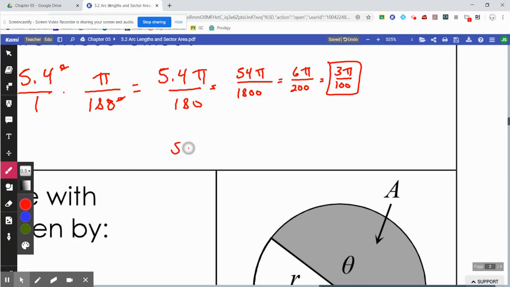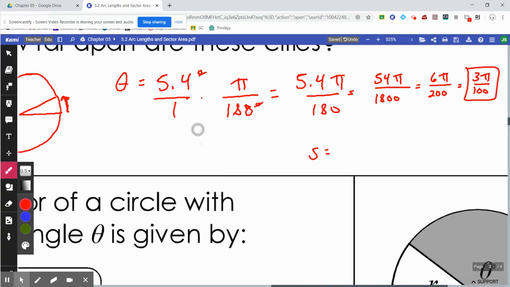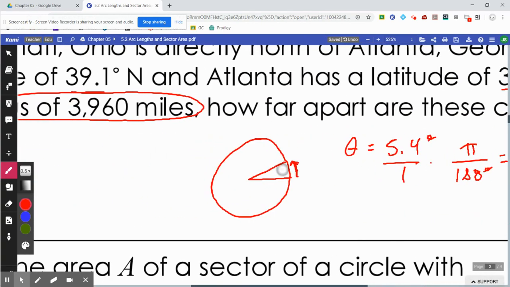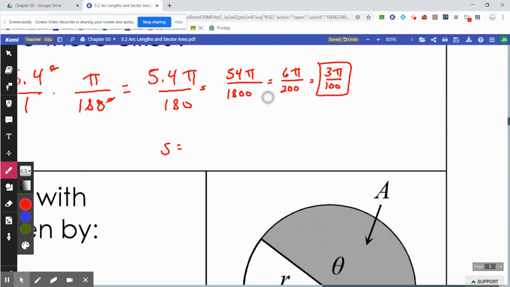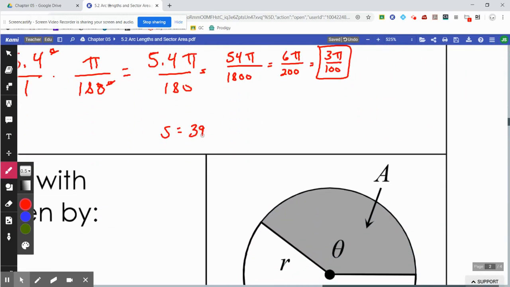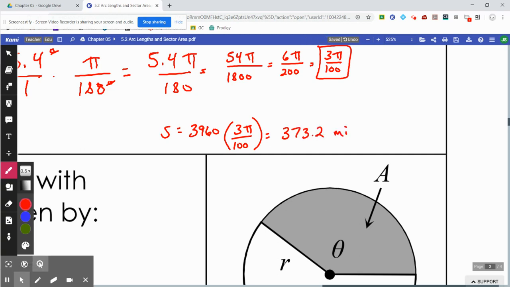So my arc length is equal to the radius, which was 3,960 miles, times your angle measure, which was 3 pi over 100 in radians. Multiply the two together, and again, you don't have to give exact here. You get 373.2 miles.